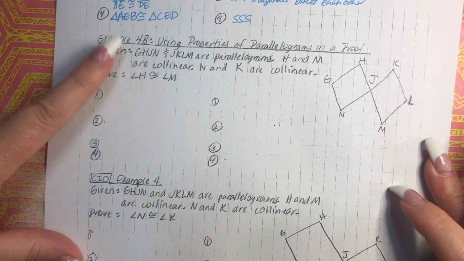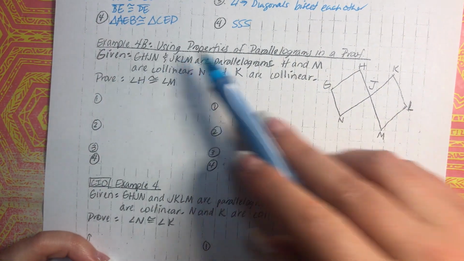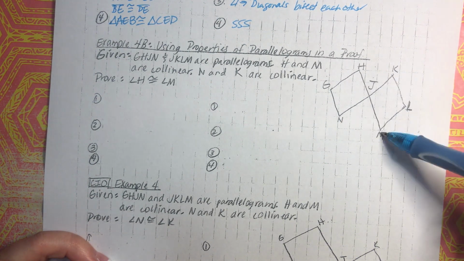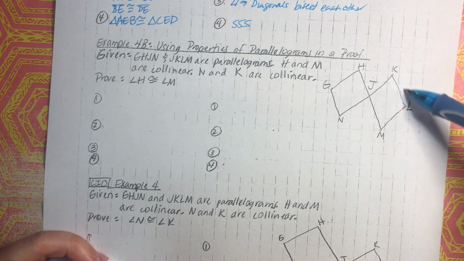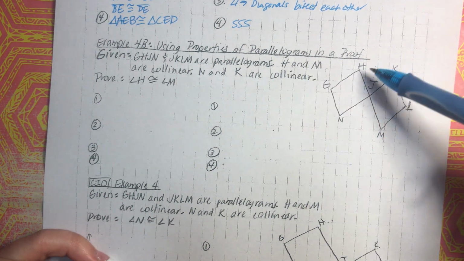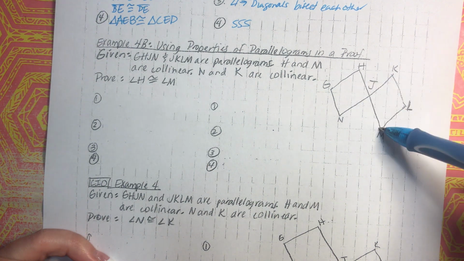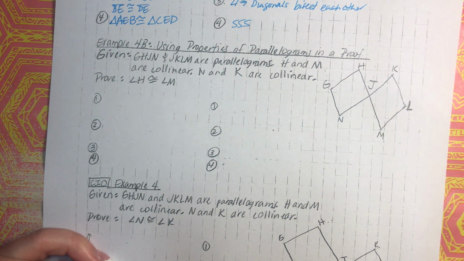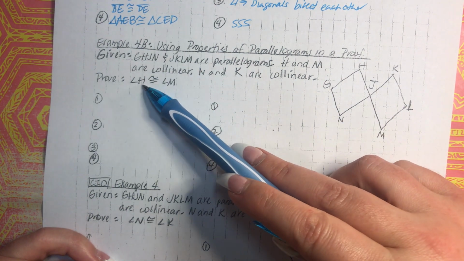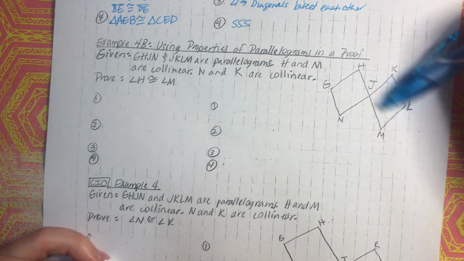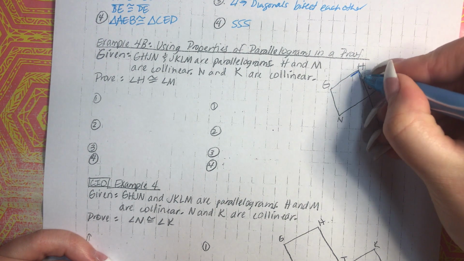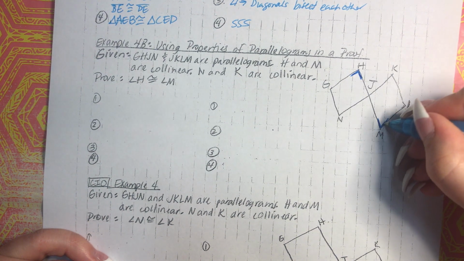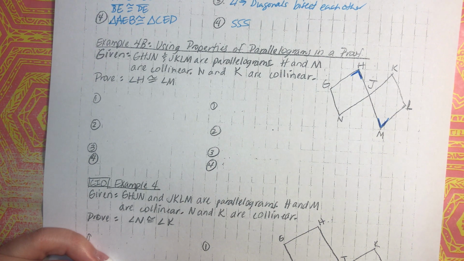Okay, what does 4B say? 4B says given GHJN and JKLM are parallelograms. So we have this parallelogram and this parallelogram, and then it says H and M are collinear. That just means they're on the same line. And N and K are also collinear, which just means they are on the same line. We need to find that angle H is congruent to angle M. So we're trying to find this angle here and this angle here. And that's really all we have.